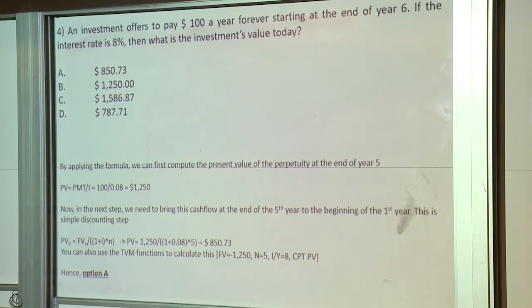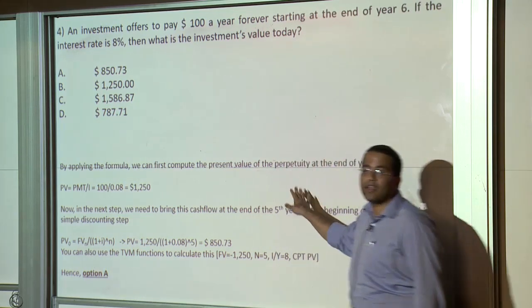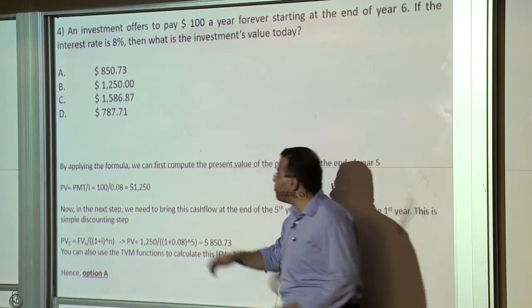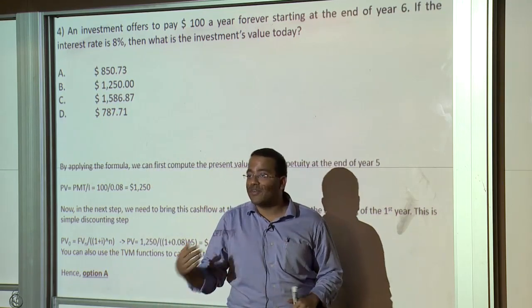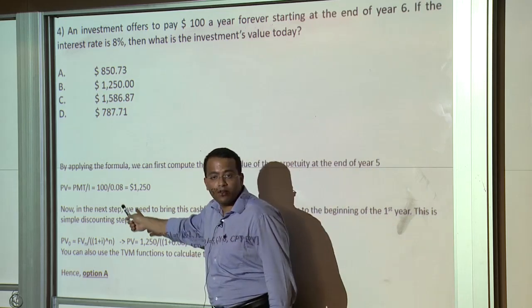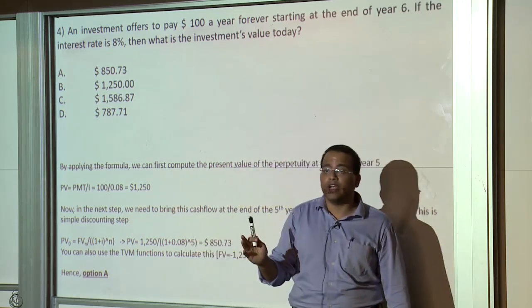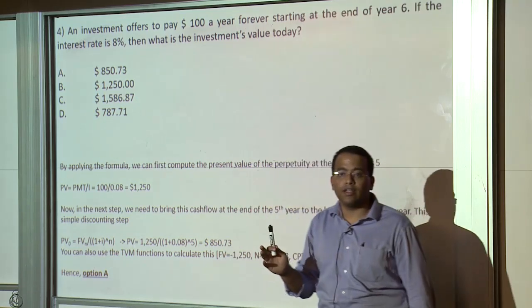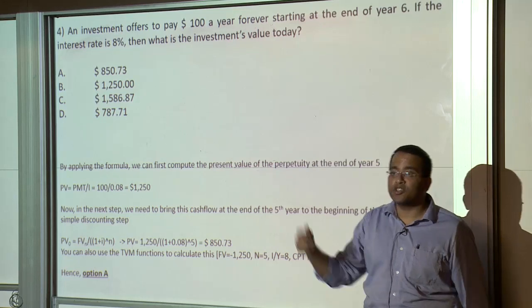Here, by applying the formula, we can first compute the present value of the perpetuity at time 5, and the present value is simply given by PMT divided by I. Another very important thing you must remember is that when you put the I in this formula, if it's 8%, you put 0.08, not 8.